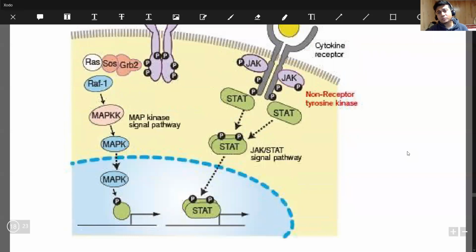Now, what is STAT? The full meaning of STAT is signal transducer and activator of transcription. Signal transducer and activator of transcription. So it is transducing the signal. Not only that, this STAT is also activating the transcription. That's why together it is called signal transducer and activator of transcription.